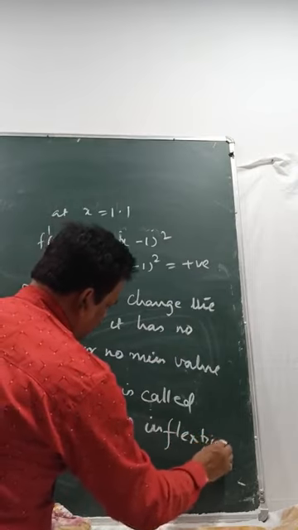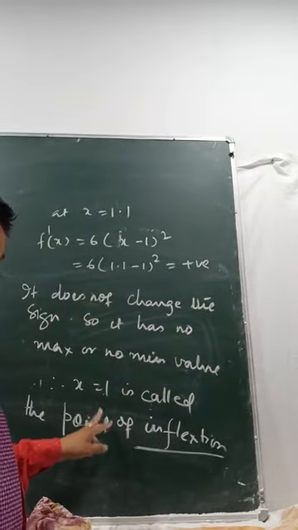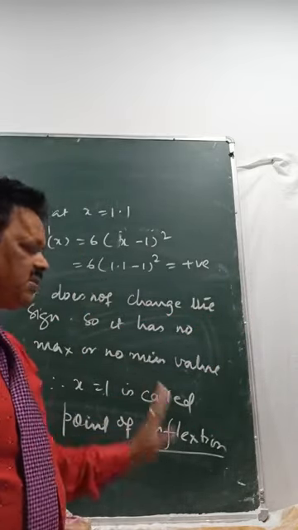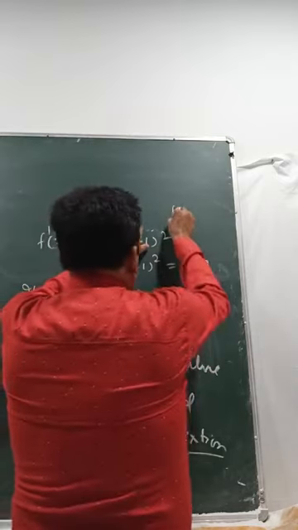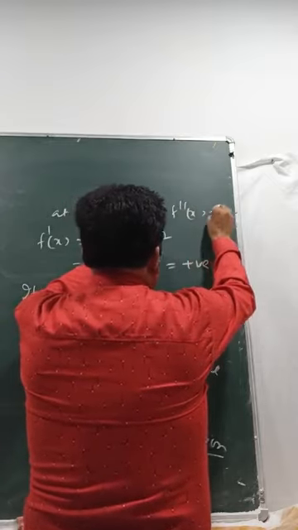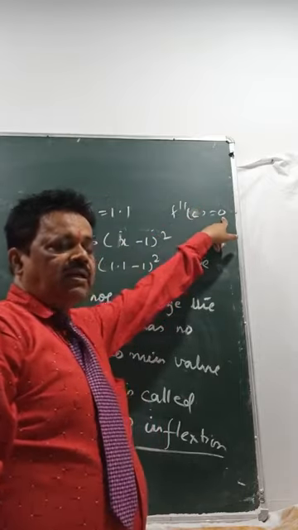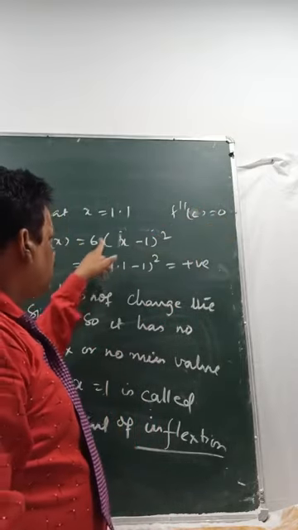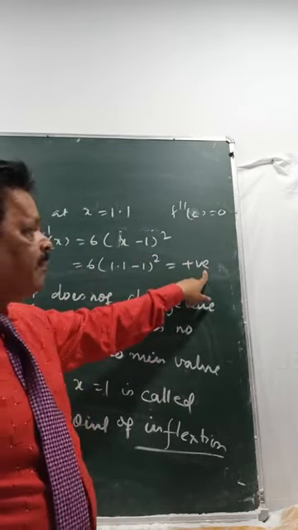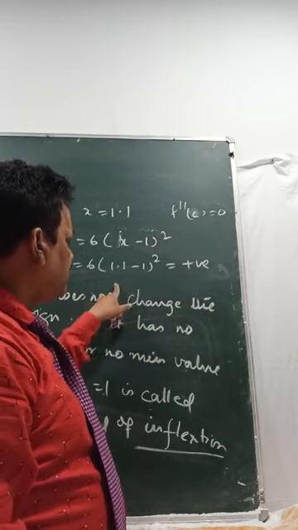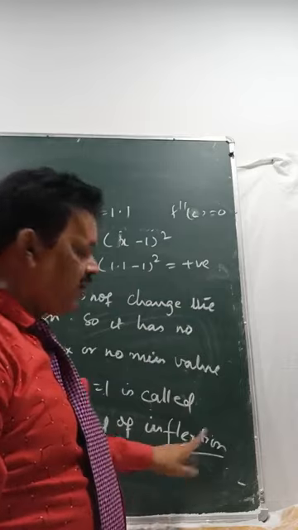This I have already discussed with you. If the derivative doesn't change the sign, then it will have a point of inflection, neither maximum nor minimum. So what did you conclude here? If your second derivative becomes 0 at the point c, then your second derivative failed. You will go back to the first derivative. Again I checked with the first derivative, it is not changing the sign. Not changing the sign means it has neither maximum nor minimum value. So that point x equal to 1 is called the point of inflection.